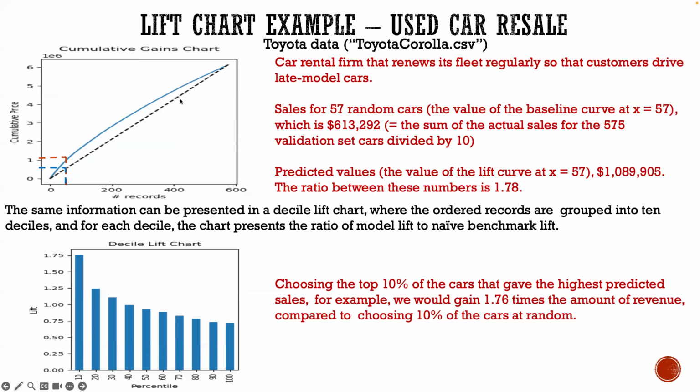This diagonal, the dotted line, is your naive approach when you're not using any model, just assuming that it's random. You can choose any car. So if you notice at 57, on the number of records, sales of 57 random cars will result in about $613,292 for the company. So this point, the blue point here, is about $613,292.